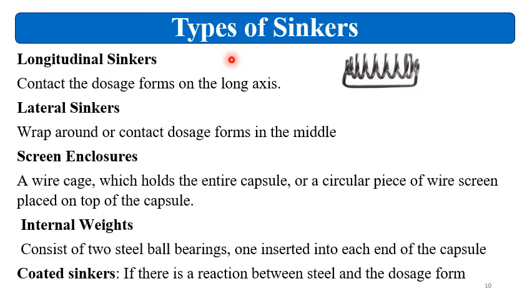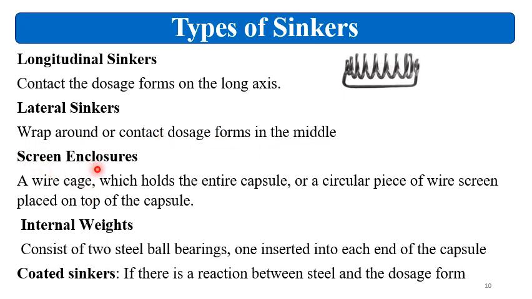Then types of sinkers. Various types of sinkers are there. Out of these, some are enlisted here. Longitudinal sinkers contact the dosage form on the long axis. Here an example is shown. Then lateral sinkers. These wrap around or contact the dosage form in the middle.